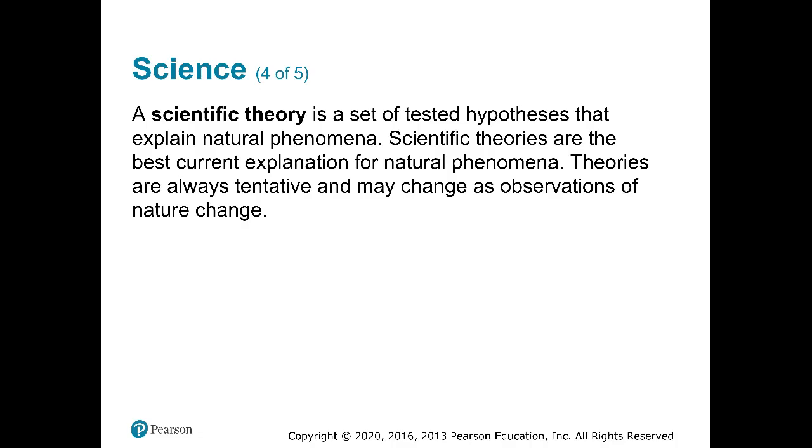Scientific theory is going to be a set of tested hypotheses. These are going to explain natural phenomena. Scientific theories are going to be the best current explanation for a natural phenomenon that has not currently been disproven. Theories are always tentative. They may change as observations of nature change, and they should. Many people kind of think that modern day knowledge has all the answers and these theories are perfect, but they're not. For example, the Big Bang Theory had one of its key tenets that was sort of propping it up. It only had two, by the way, which actually isn't very good. But it actually had one of those partially disproven. And so the Big Bang Theory is probably not quite right. There's probably some other stuff that needs to go in that.